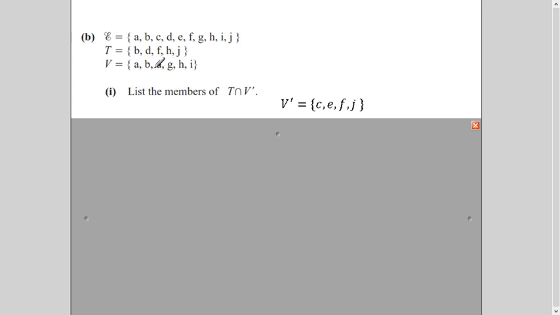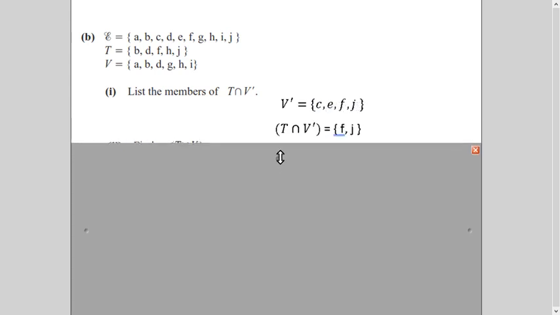So forget A, B, D, G, H, I. What else is present in the universal set? Write it down here. So you can see C is here, not here. E is here, but not here. So I got my V complement. Now I will see what is common between T and V complement. Can you tell me what you see common between them? B, D, F, H, J, C, E, F, J. Yes, you're right. F and J. So T intersection V complement, listing down, will be like this: F and J.